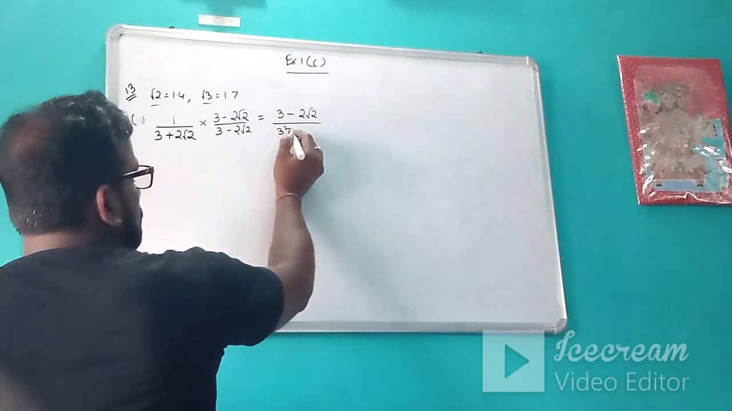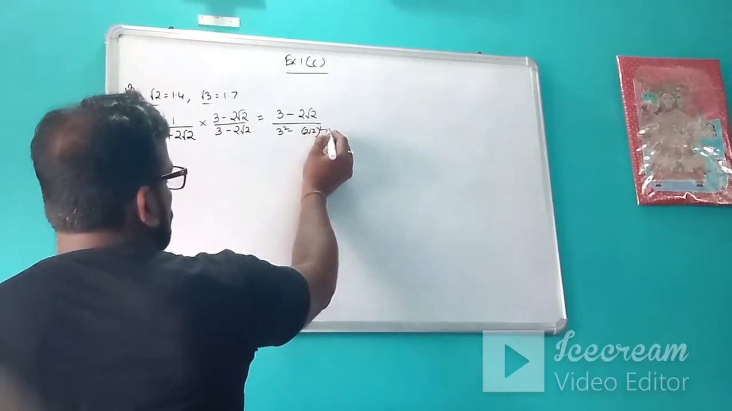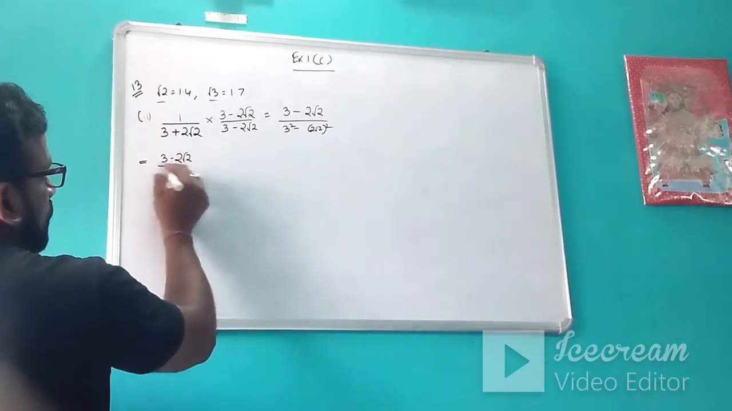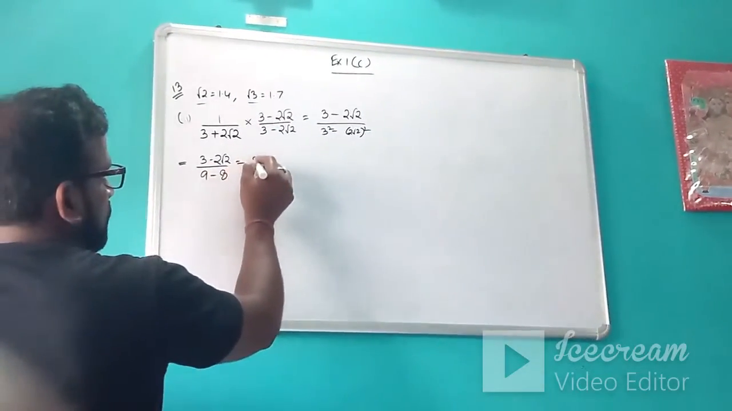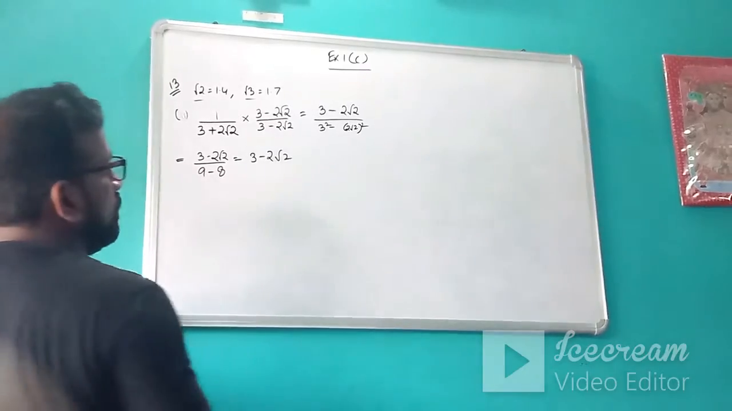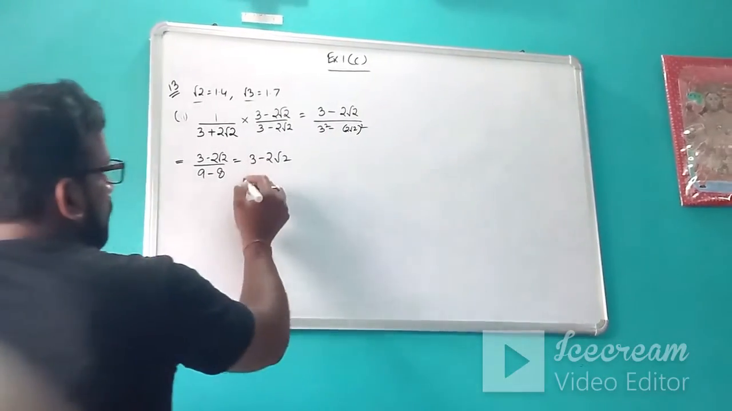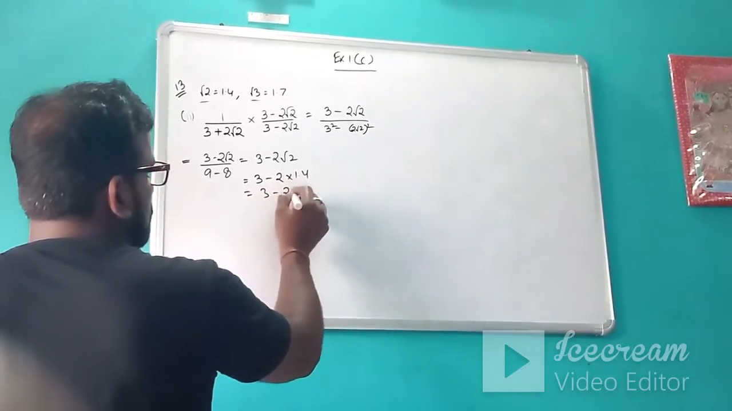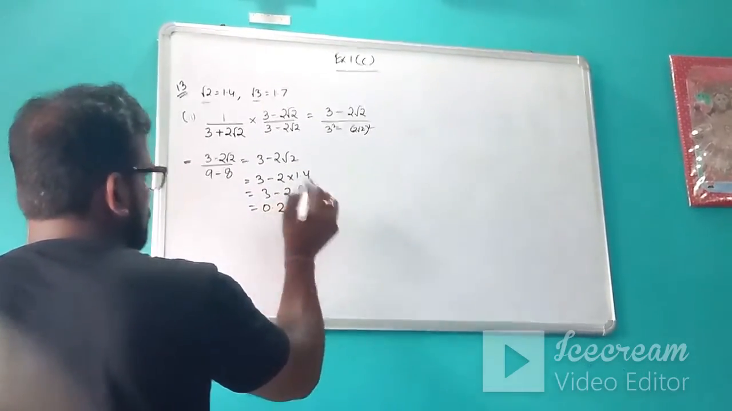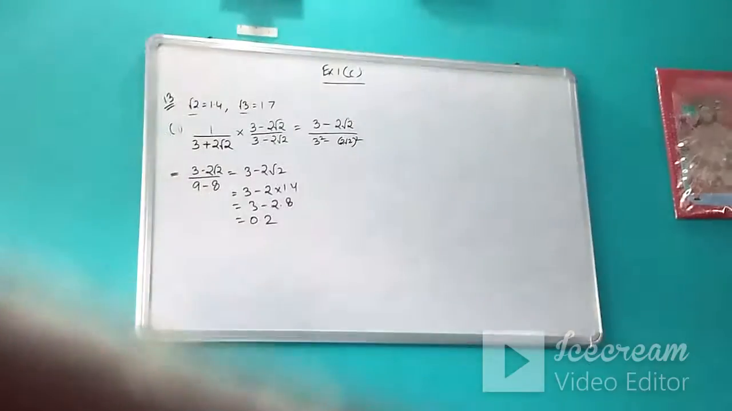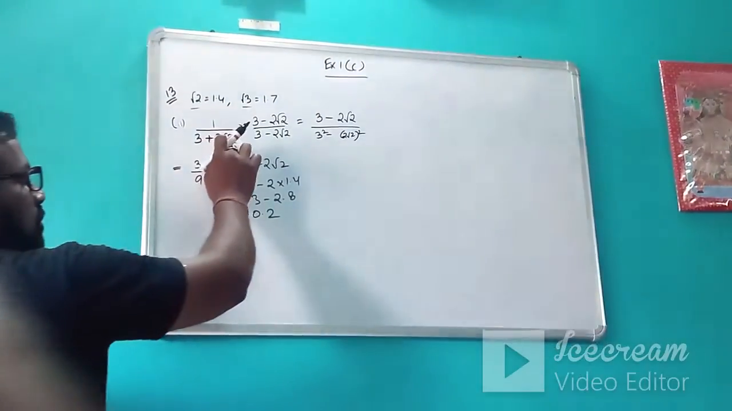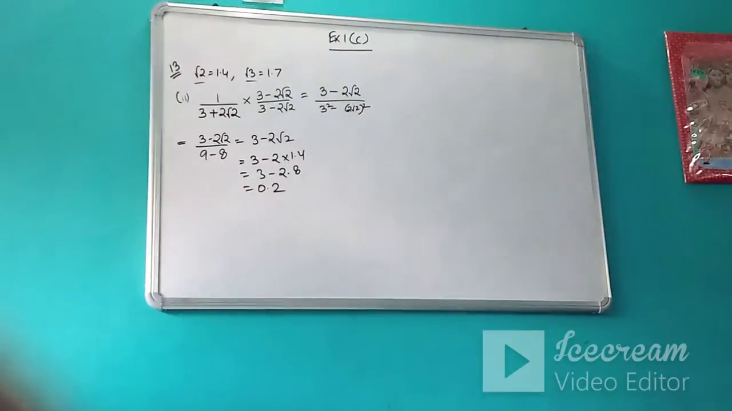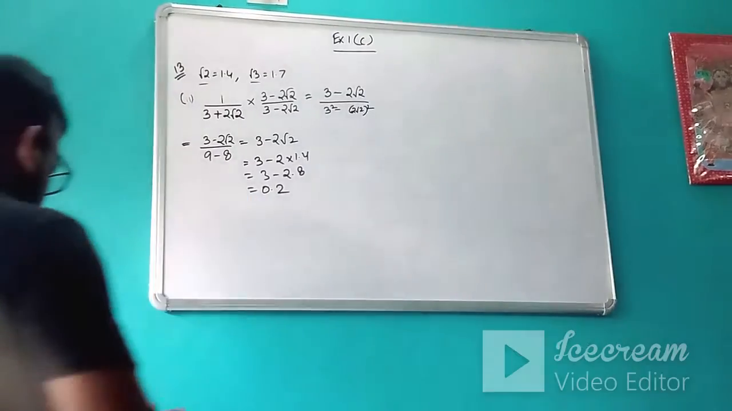When you do the rationalization, these expressions become quite easy. So again it is 3 square minus 2 root 2 square. So that is 3 minus 2 root 2 upon 9 minus 8, or it becomes 3 minus 2 root 2. Now you just put the value, that is 3 minus 2 into 1.4, which is 3 minus 2.8, so you will get the answer as 0.2. So do not put the value in the first place. First you do the rationalization of the denominator, then only you put the value.